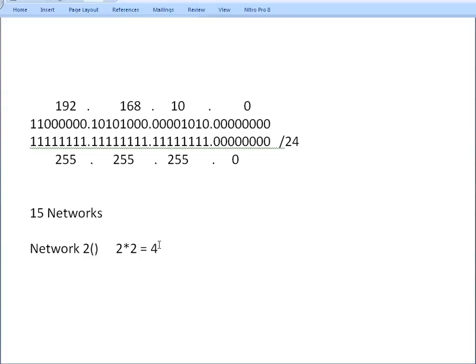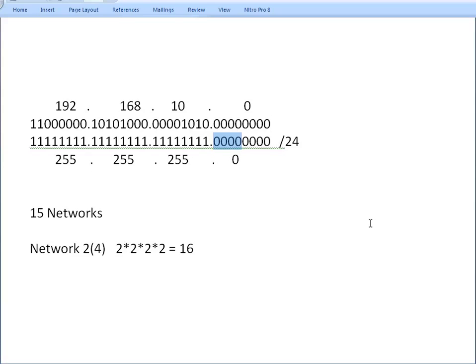Well, earlier we did borrow 3 bits, and the formula will change to this. 2 times 2, 4 times 2 is 8, so this will be 8. That's not enough. If we borrow 4 bits, this formula will change to 4 here. 2 times 2 times 2, add 1 more 2, and this will be 16. Well, that's good. That's the closest. So we have to borrow 4 bits to create 15 networks. Well, in total we'll get 16 networks, but that's as close as we can get.